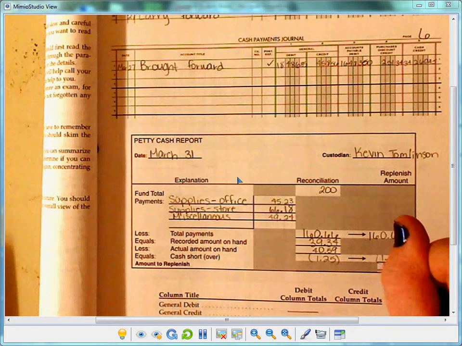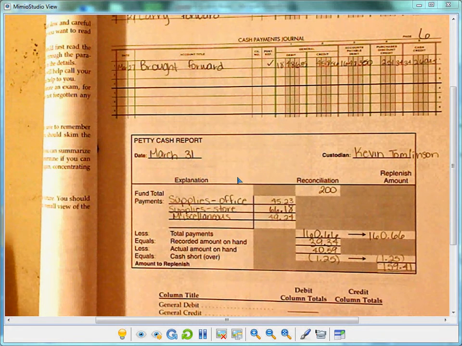So we should get $159.41. Okay, so that's how much money we would actually have to put in our petty cash box. Now the next thing we have to do, we're going to go back up to our cash payments journal and record the replenishment of the stock.